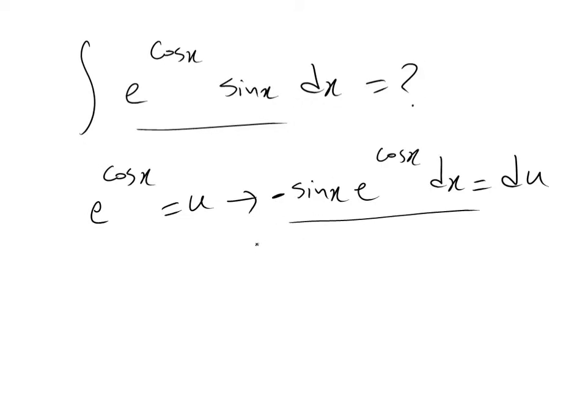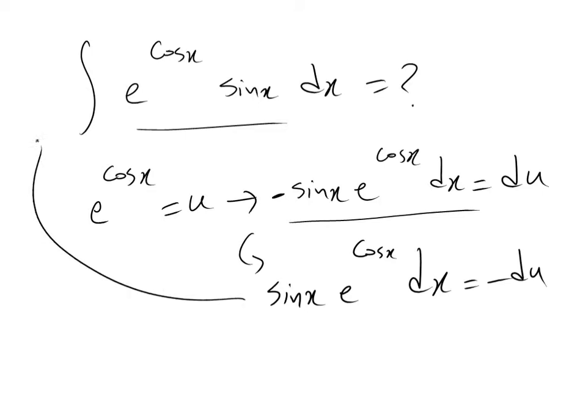So from this expression you can conclude that sine x e to the power of cosine x dx is equal to minus du. Okay, so now if you substitute this expression into this integral, you will get that the integral will be equal to, so instead of sine x times e to the power of cosine x dx, I simply write minus du, and the integral of du we know is equal to minus u plus c, and c is the constant of the integral.